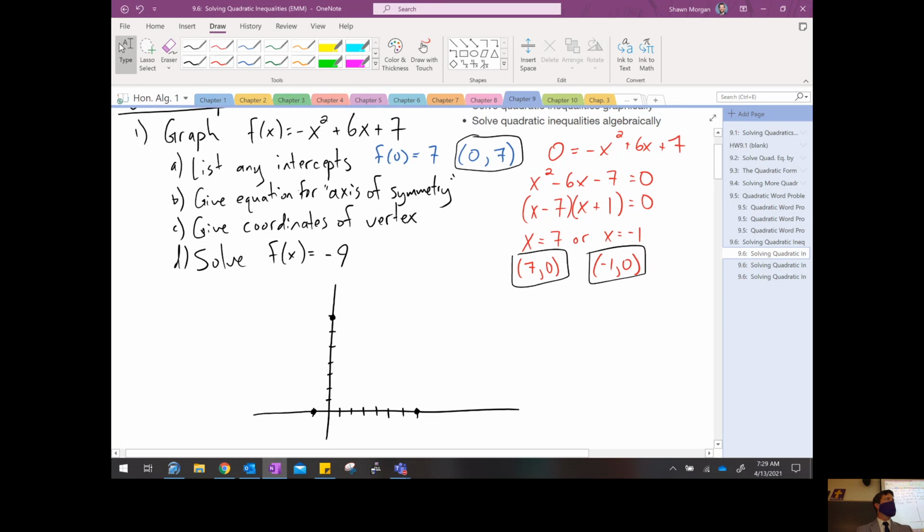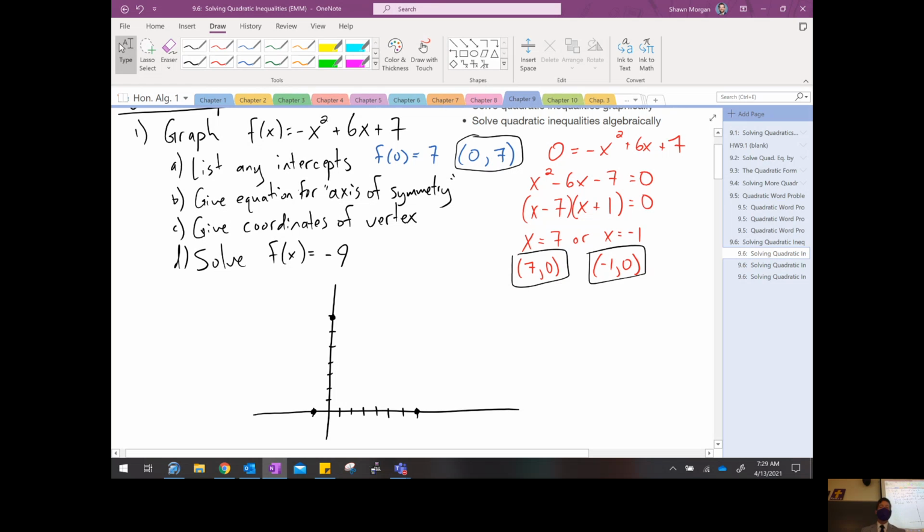Now there's a vocab word. If all 3 of these points were on the same line, what would they be? Paul? They would be collinear. Now, of course, they're not collinear because this is not a linear function, is it? It's a quadratic function. They're all on the same parabola.